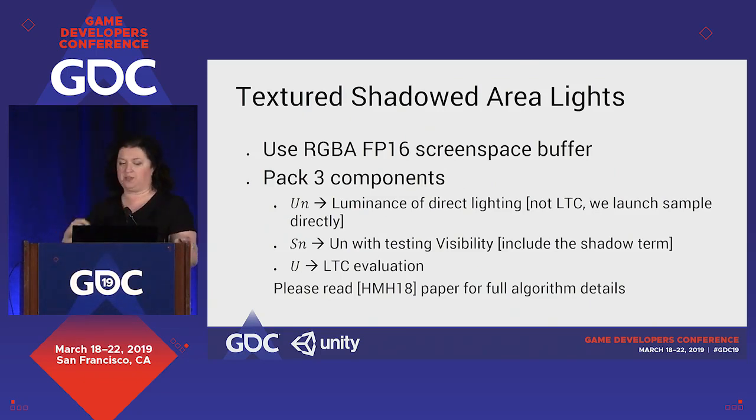How we pack this texture is we use an RGBA FP16 screen space buffer, and we pack 3 components. Essentially, the first component, and this is described in more depth in Eric's presentation, we pack the luminance of direct lighting. So we launch, in our case, a sample directly, not using linear transform cosine.